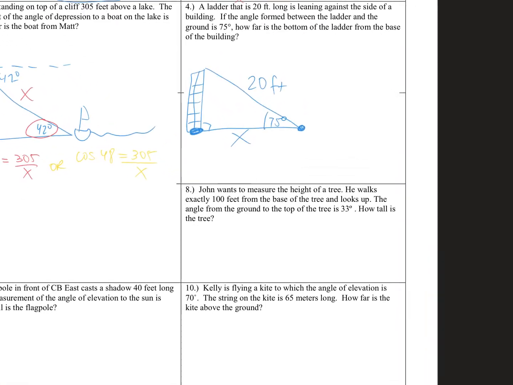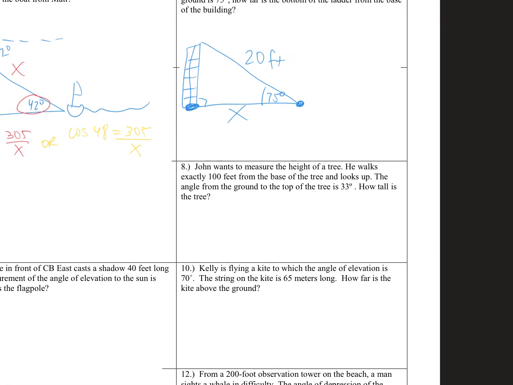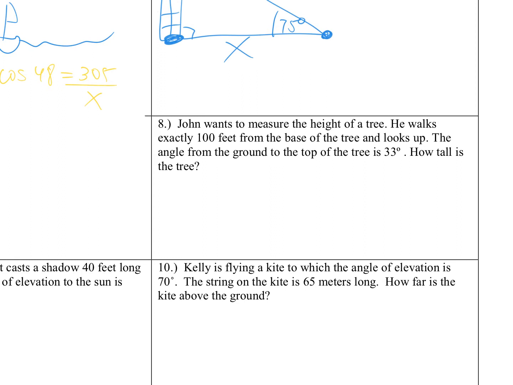Again, don't solve all these. Just go ahead, set it up. You guys can come back to it. I want to make sure we understand how to set these up. Right triangle. Now we have my friend John. John wants to measure the height of a tree. As soon as I see height of a tree, I go like this and I draw a little tree. He walks exactly 100 feet from the base of the tree and looks up.